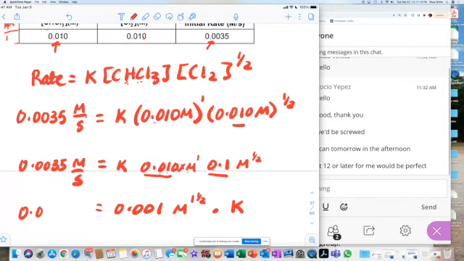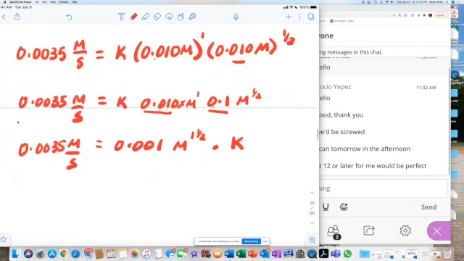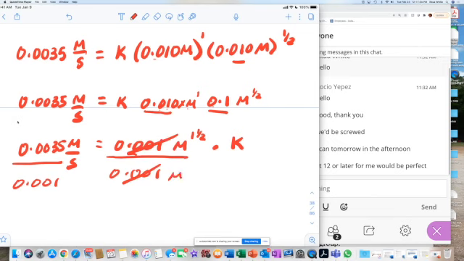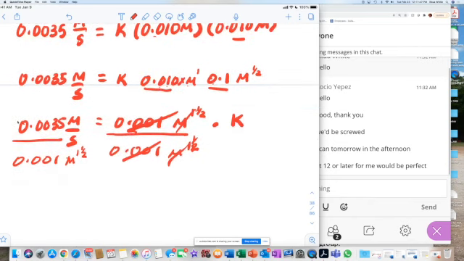And then here I have 0.0035 M over S. This is one of those weird hypotheticals. So divide both sides by this number to get K by itself, 0.001. Divide both sides by 0.001. This cancels out. This cancels out, and now we have M power 1/2.